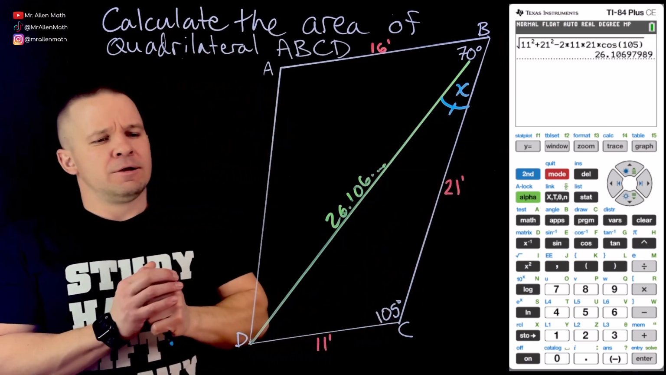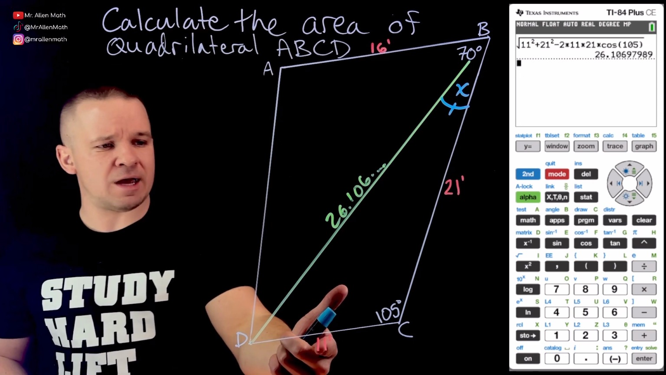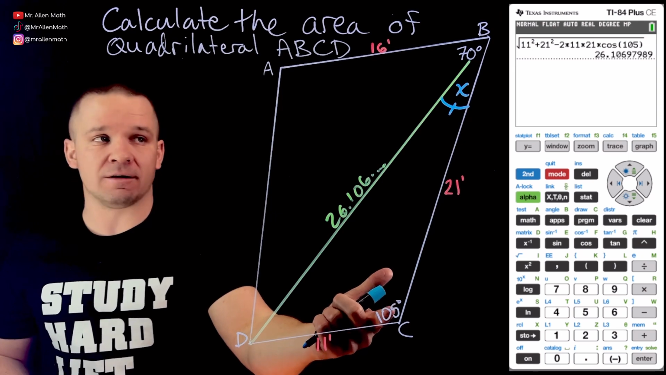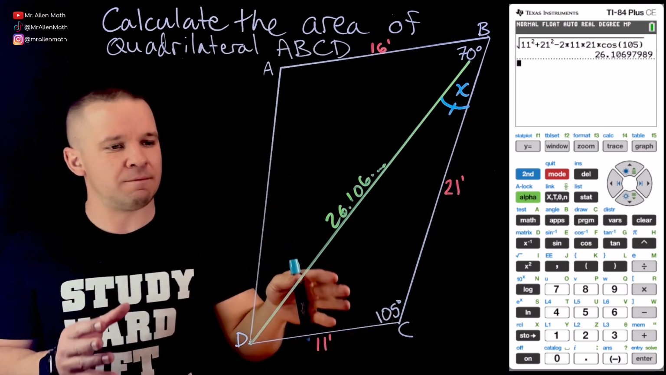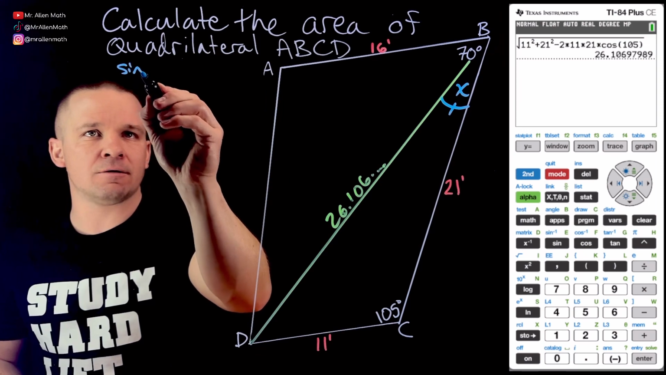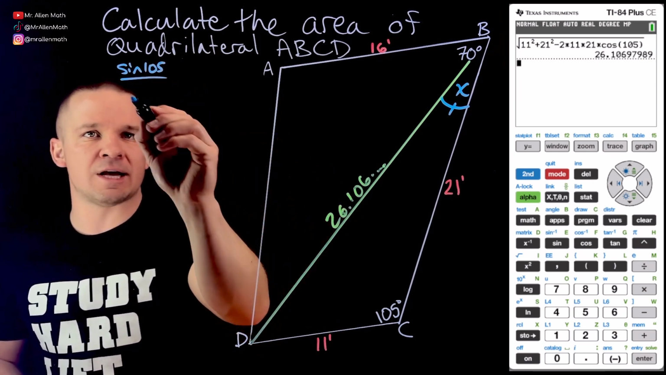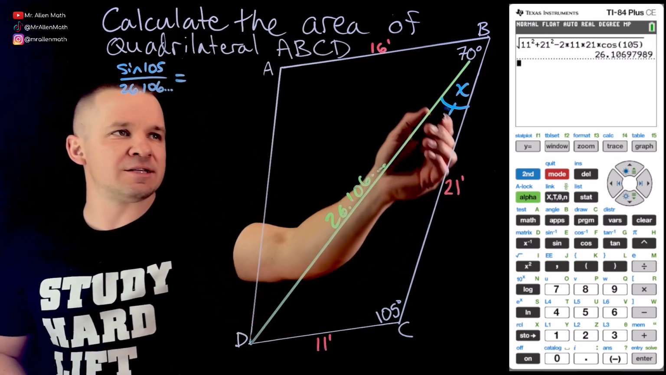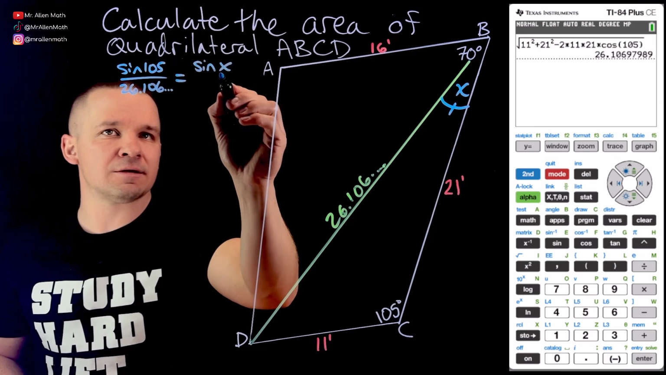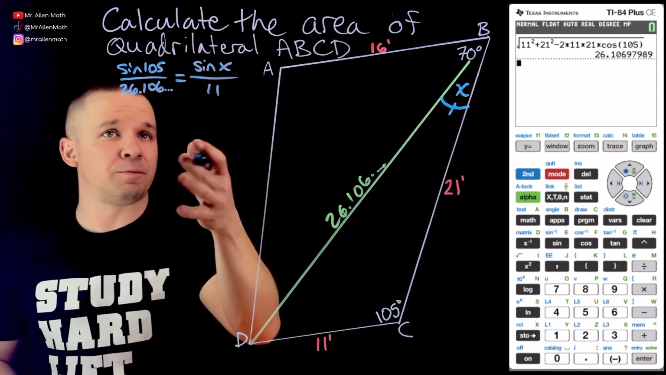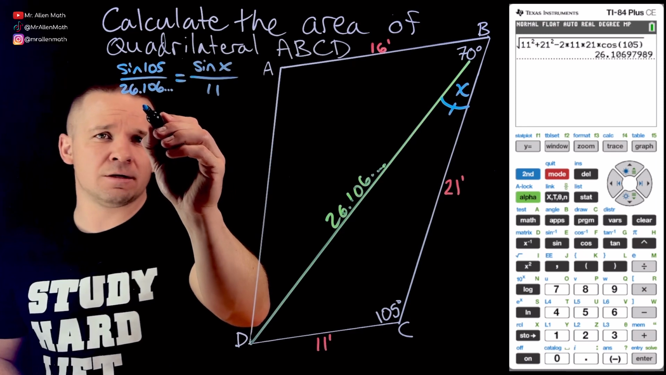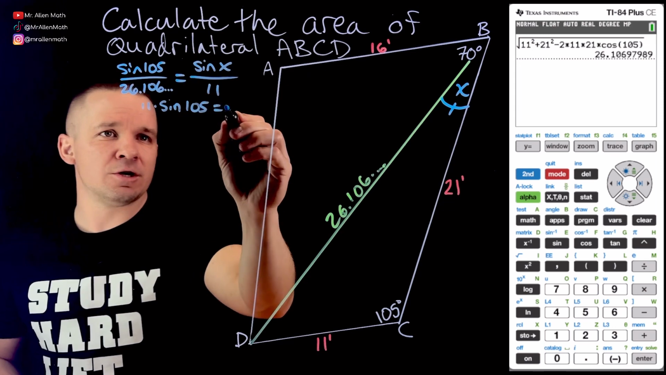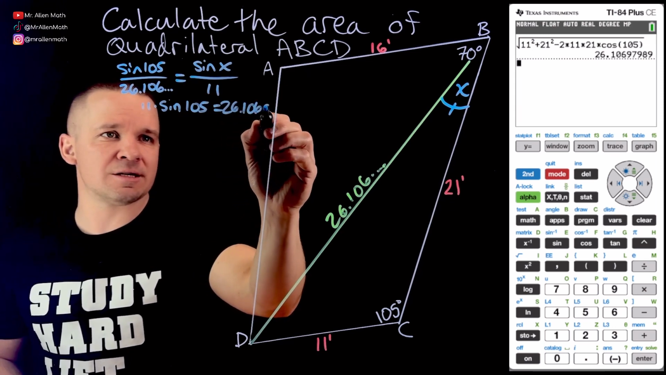Well, I have a side across from that angle, and I have a side across from an angle, so I can use law of sines for this. I actually like to write this one up. So we'll do sine of 105 over its known side, 26.106 and change, equals sine of the guy that we don't know, sine of X over the 11. We'll cross multiply and solve. So it's going to be 11 times sine 105 equals 26.106 sine of X.